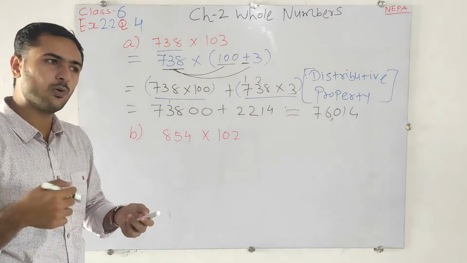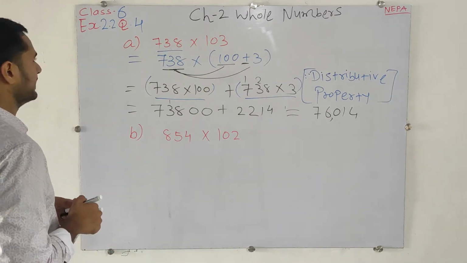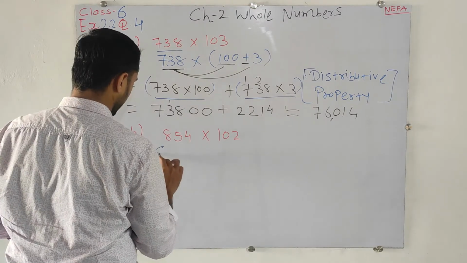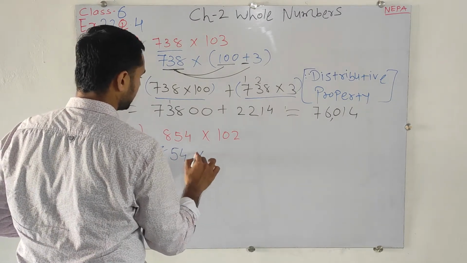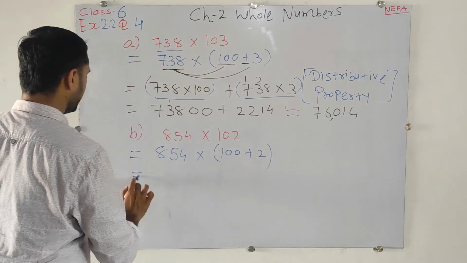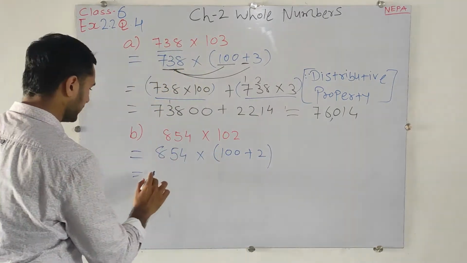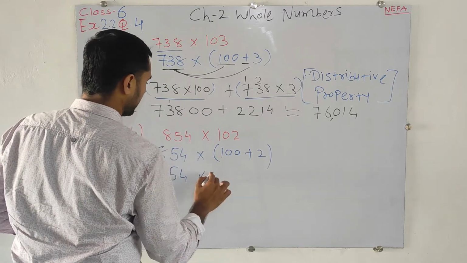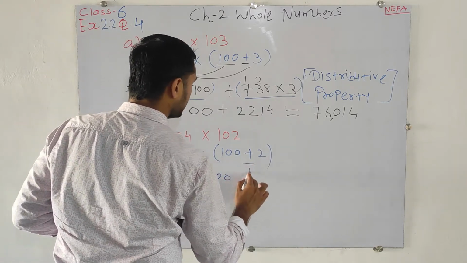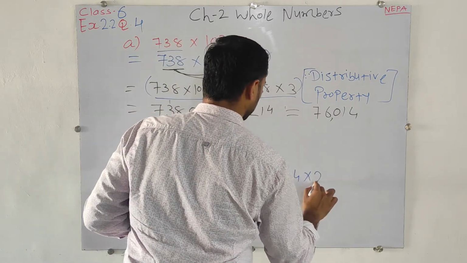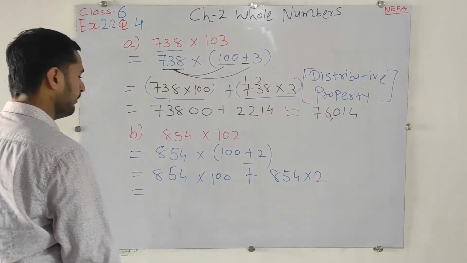For A1. Now let's do the second portion, that is B. Again, I am just going to split this 102. So 854 multiplied by 100 plus 2. Now, as we did here, we will do the same process over there. Now, 854 multiplied by 100 plus sign, 854 multiplied by 2. Now, simply just do the multiplication.